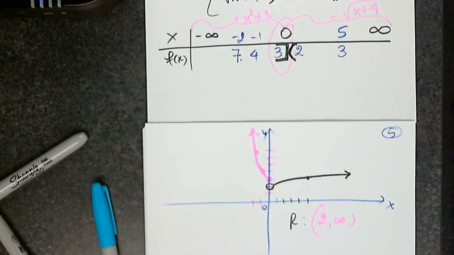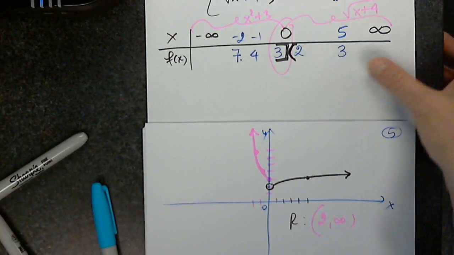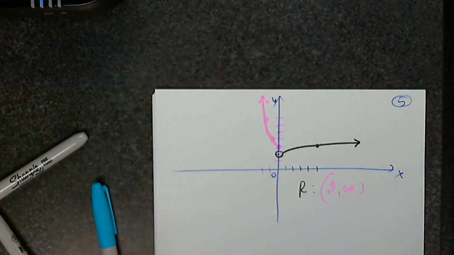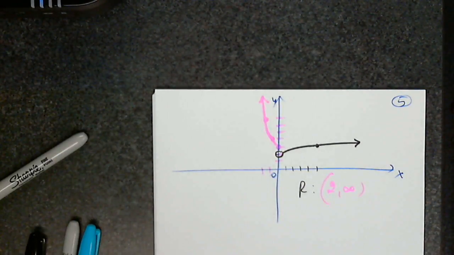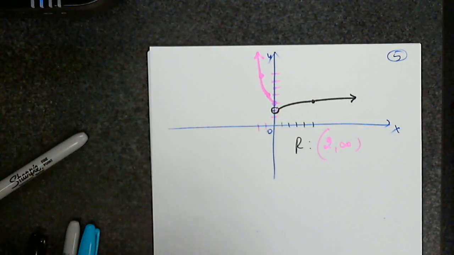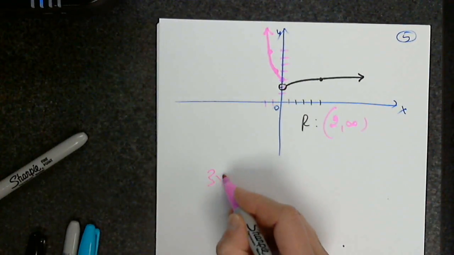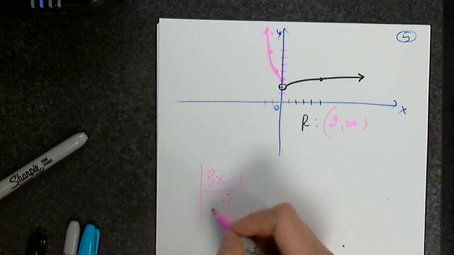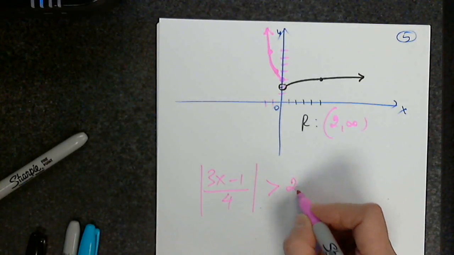In which we had compound inequalities, absolute value inequalities, absolute value equations, and graphing systems, linear systems of inequalities, in which we had to shade in. So would you like an absolute value inequality? Yes. Very good. So let's say 3x minus 1 divided by 4 in absolute value greater than 2.